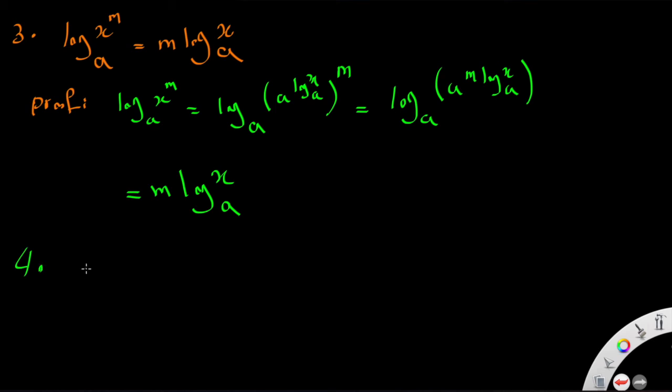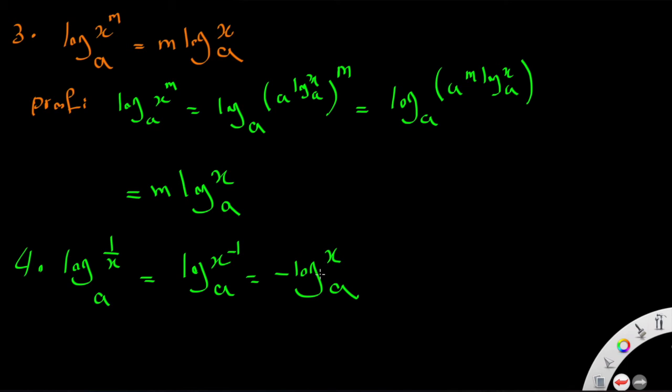Now, fourth property is log of 1 over x to the base a. Now, instead of x, I write log of x to the power of negative 1 to the base a. It's the power of negative 1, so it will be negative log of x to the base a. It was the fourth property of logarithms.